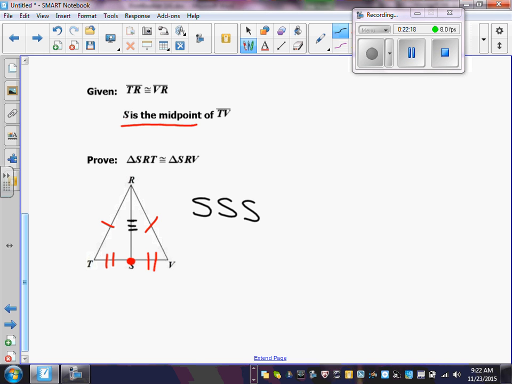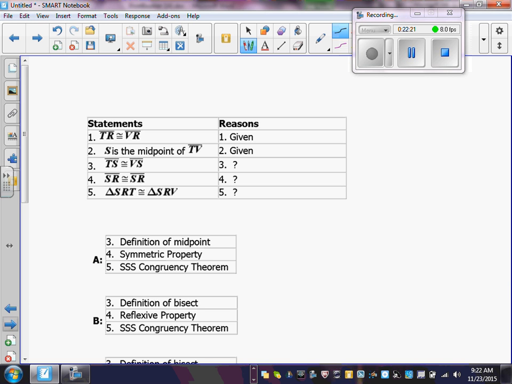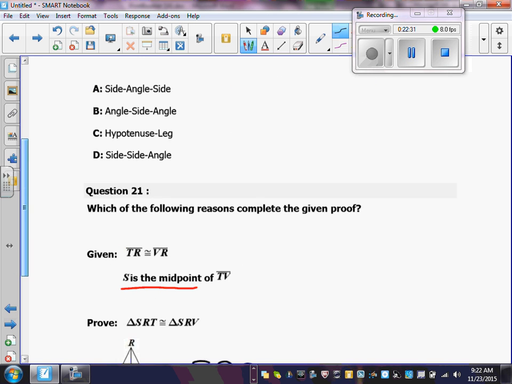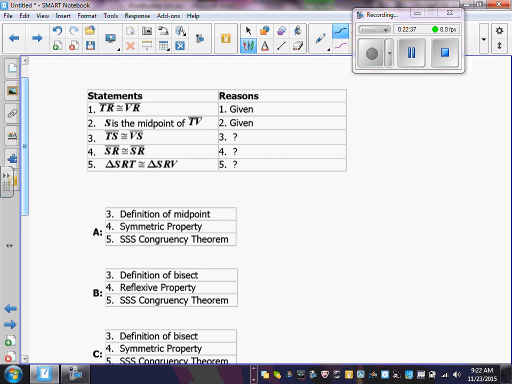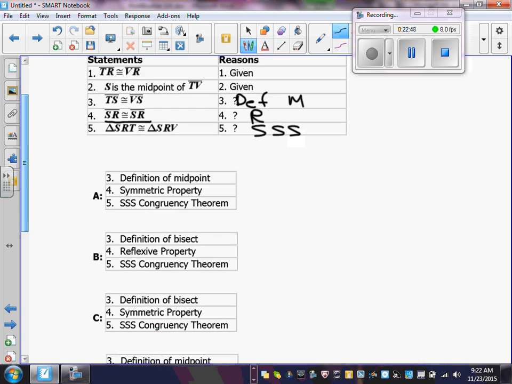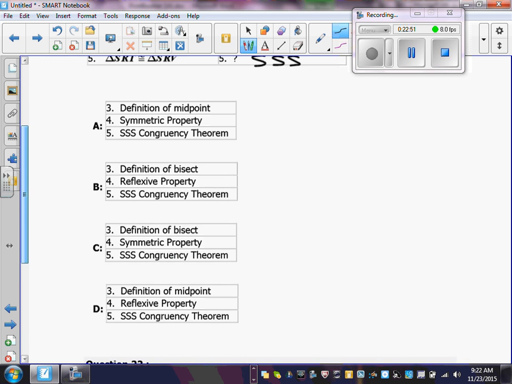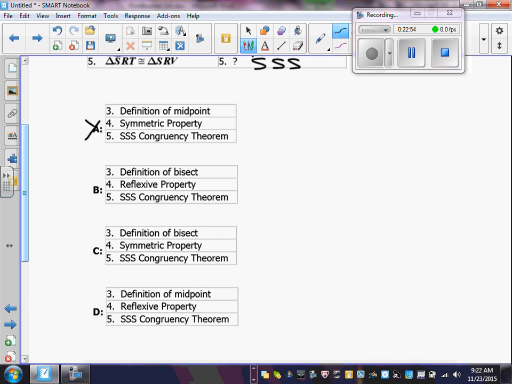So I'll look at the choices to tell me. This is filling in the definition. TS is congruent to VS. You have to go back: TS and VS are congruent because of the definition of midpoint. So before I even look down, I'll say, okay, this is the definition of midpoint. SR congruent to SR, this is reflexive, right? The two triangles are congruent by side, side, side. All of them have side, side, side. Definition of midpoint. There's no symmetry. It's not the definition of bisector. So it has to be D.